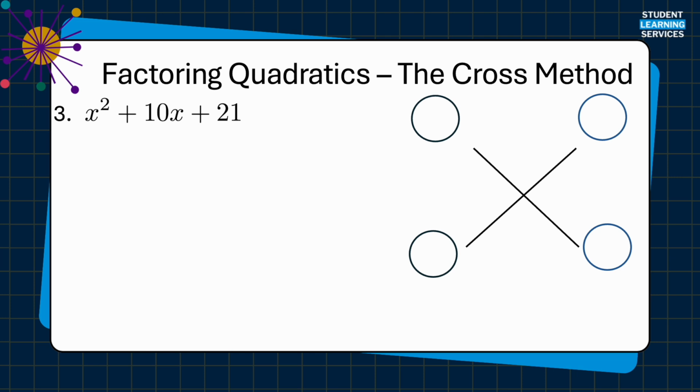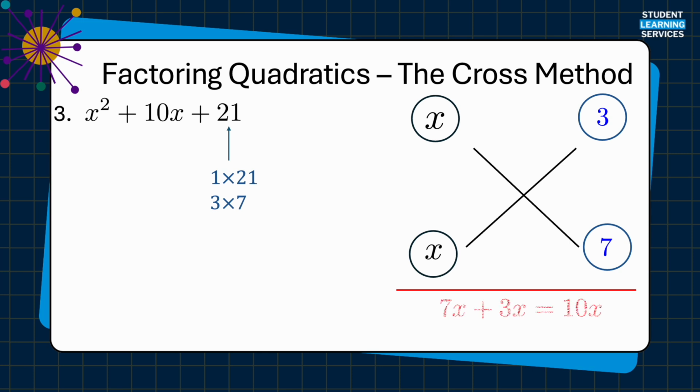Let's look at the third question. X squared plus 10x plus 21. Pause the video and give it a try first. Well, first of all, you should put x and x in the black circles. That's the only choice. And then recall that 21 is equal to 1 times 21 or 3 times 7. Obviously, 1 and 21 would be too big because 1 plus 21 is already 22. It's not equal to 10. So we can only put 3 and 7.